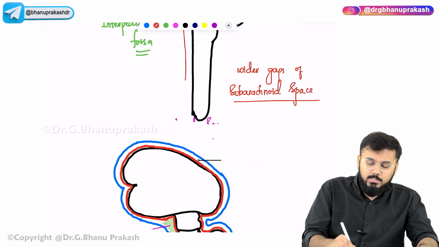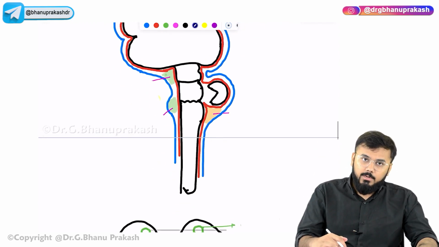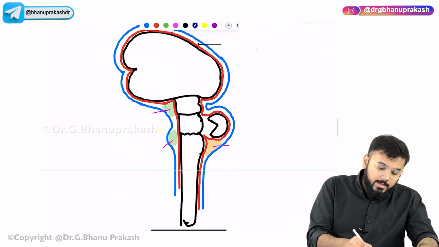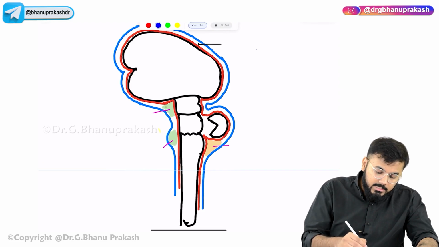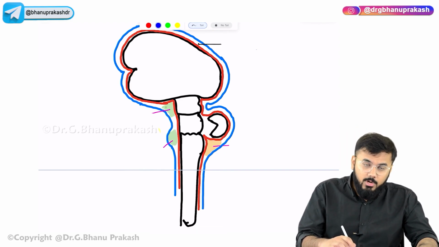The wider gaps of the subarachnoid space are called cisterns. Just look at this particular picture over here. Here you can see that the outermost layer is your dura mater.